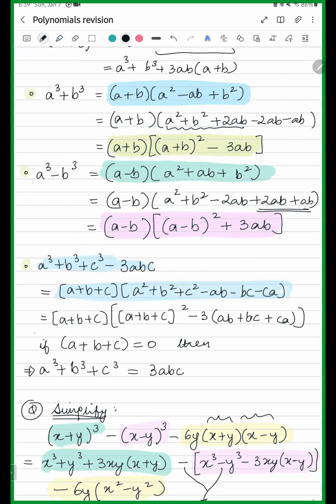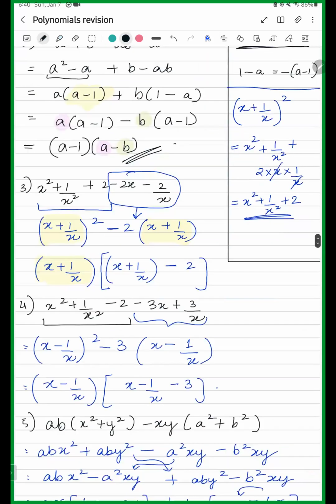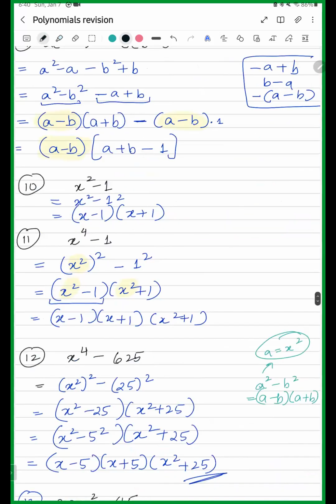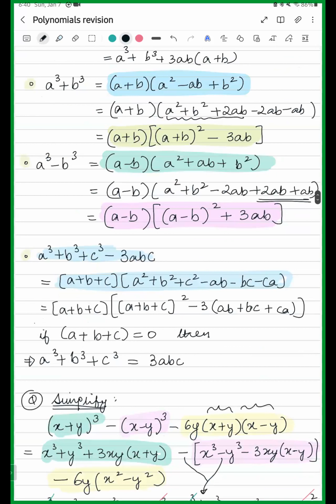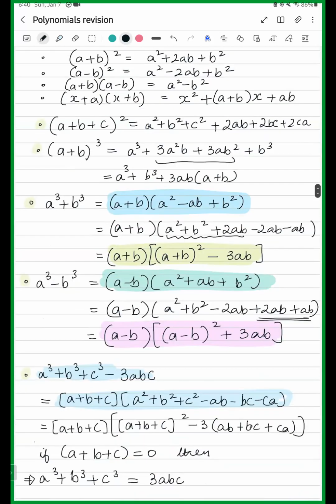And the second form, we are going to use if the value of a plus b plus c is known to us and the value of ab plus bc plus ca is known to us. That we'll do later. If you haven't memorized it, take a screenshot and you can memorize it. But these are all very important: a plus b plus c, a square plus b square plus c square minus ab minus bc minus ca.